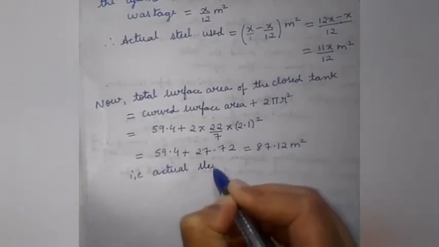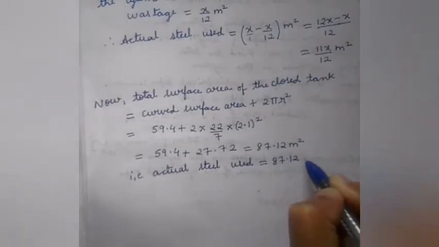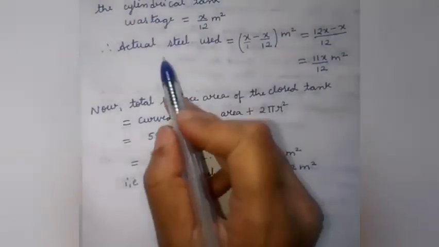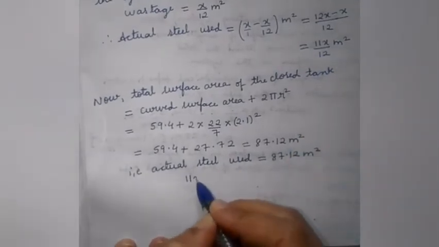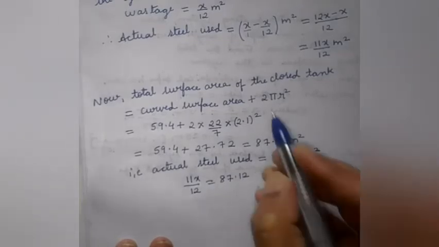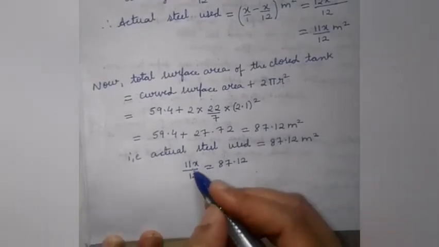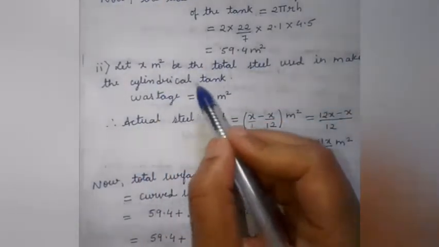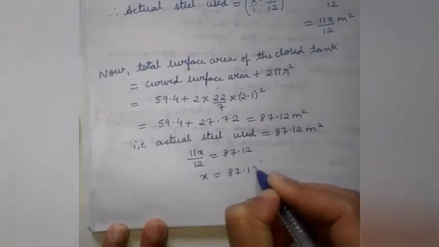Actual steel used is equal to 87.12 meter square. And we have obtained actual steel used equal to 11x divided by 12. So 11x divided by 12 is equal to 87.12. So we want to find x. That is, x is nothing but the total steel used in making the cylindrical tank. That is, x is equal to 87.12 as it is.